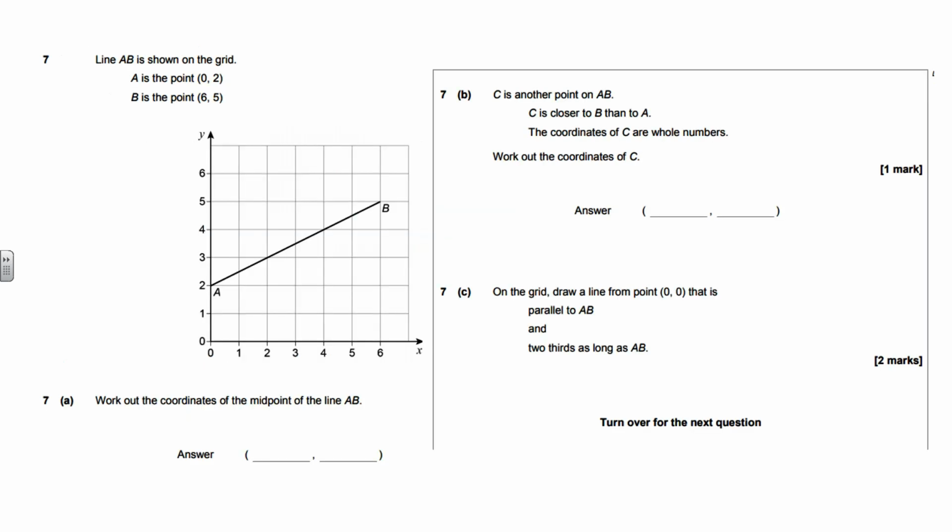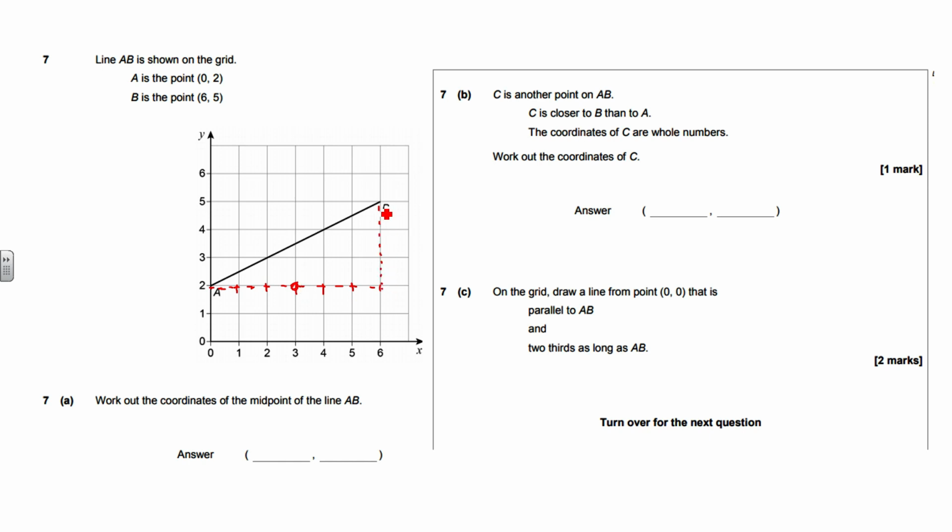Right, question 7. The line AB is shown on the grid. A is 0, 2. B is the point 6, 5. What are the coordinates of the midpoint of the line? So, the trick to doing these is usually to look horizontally. How far do we go? That's 1, 2, 3, 4, 5, 6 across. So halfway would be 3.